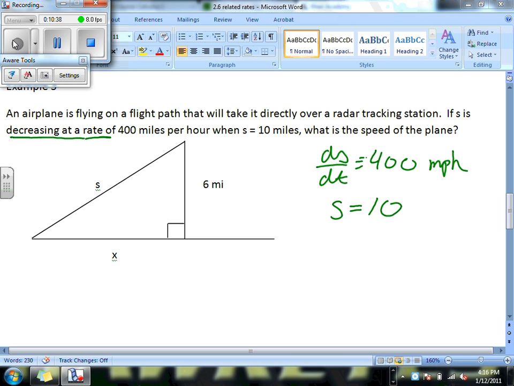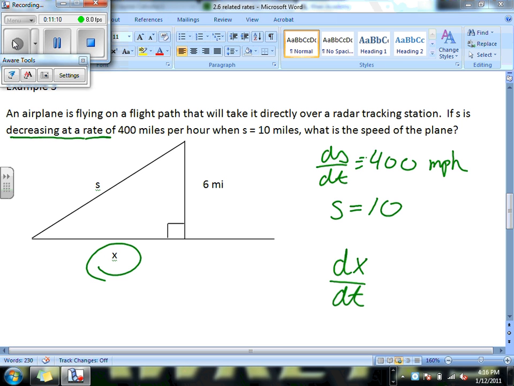What is the speed of the plane? When we talk about speed, we're talking about horizontal speed. So what we're really looking for is x. I'll tell you that, it's maybe something you learned here, but when we talk about speed in a problem, we're talking about the horizontal, and that's obviously our x. So we're looking for the rate of change of x, dx/dt.